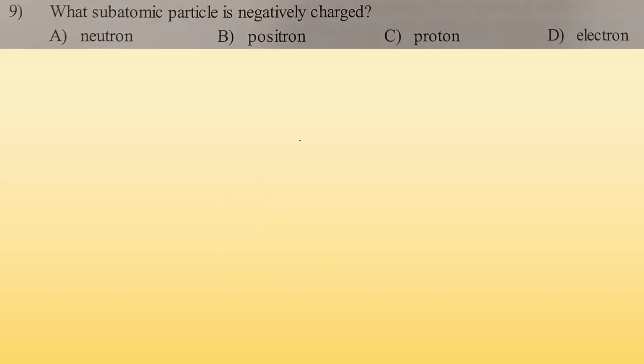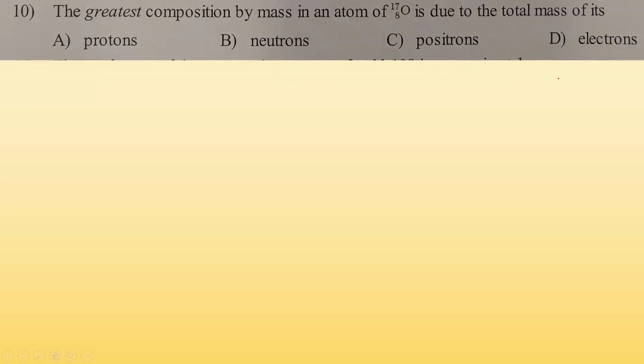9. What subatomic particle is negatively charged? Another just kind of factual one. It's the electron, right? So neutron has a charge of 0, positron has a +1 charge, so does a proton. The electron is the only one with a negative charge listed there.